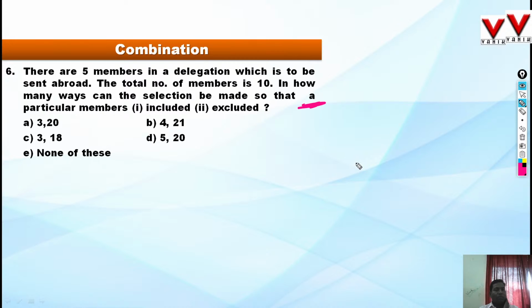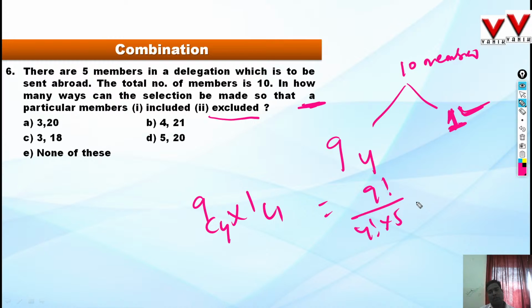That is 9C4 into 1C1. 9C4 means 9 factorial divided by 4 factorial into 5 factorial. 9 into 8 into 7 into 6 divided by 4 into 3 into 2 into 1. 4 2s are 8, 3 3s, then the 2s cancel. 3 7s are 21, 21 6s are 126.